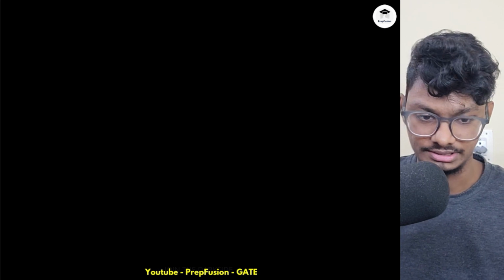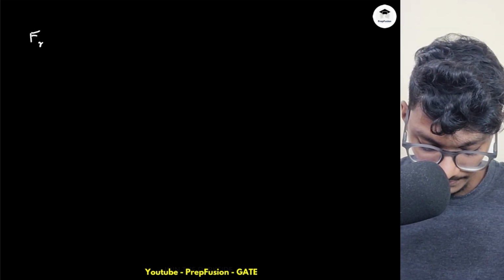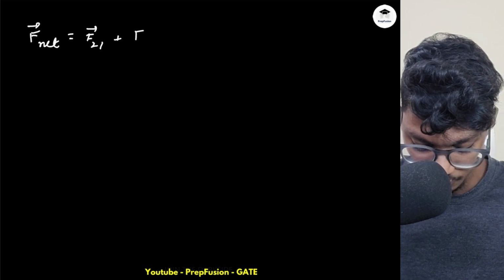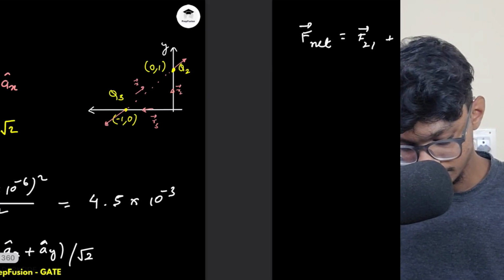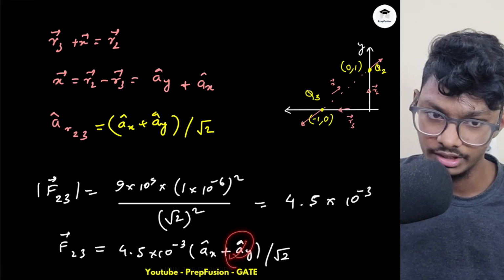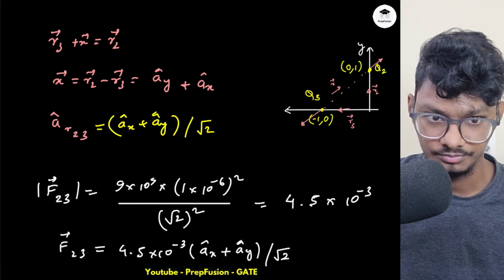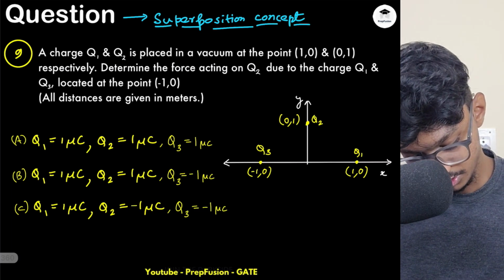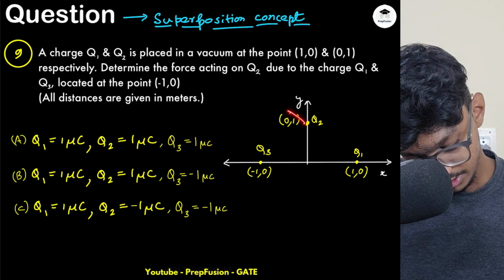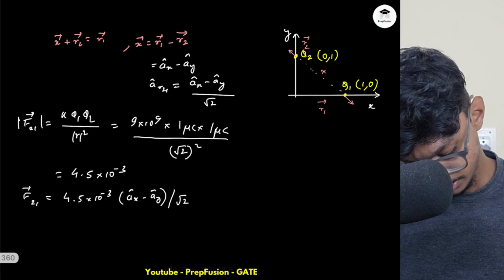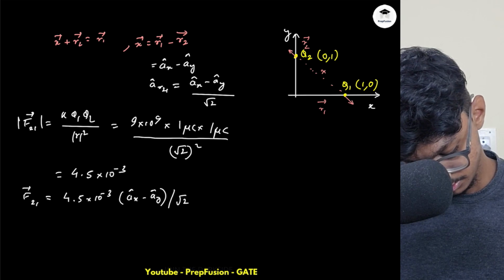Then what will be the F net? F net will be basically the force on 2 due to 1 plus the force on 2 due to 3. If you observe carefully, this is minus ay and this is plus ay, so ay gets cancelled. Only the x component is present, because due to this particular charge it is repelling in this direction, and due to this particular charge it is repelling in this direction. This should be minus x. Actually, why is this plus x? What is happening?